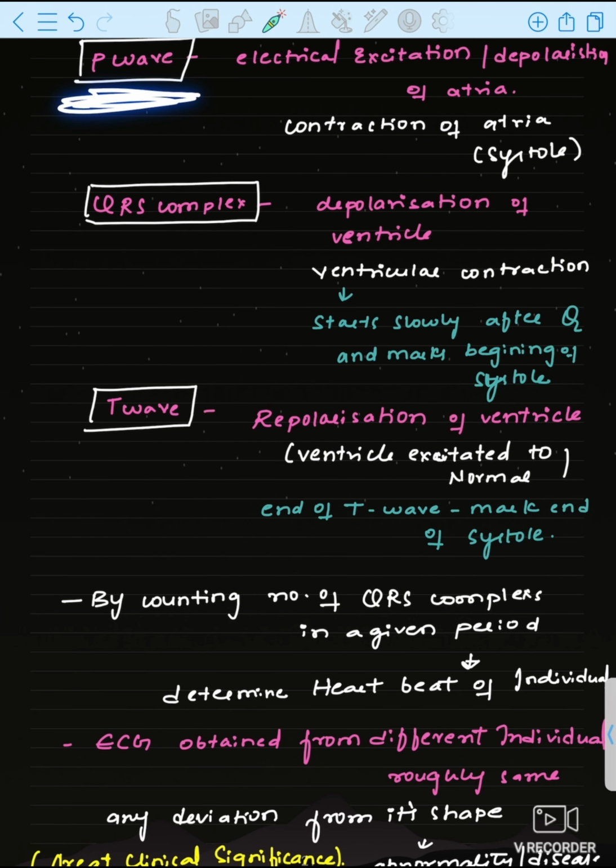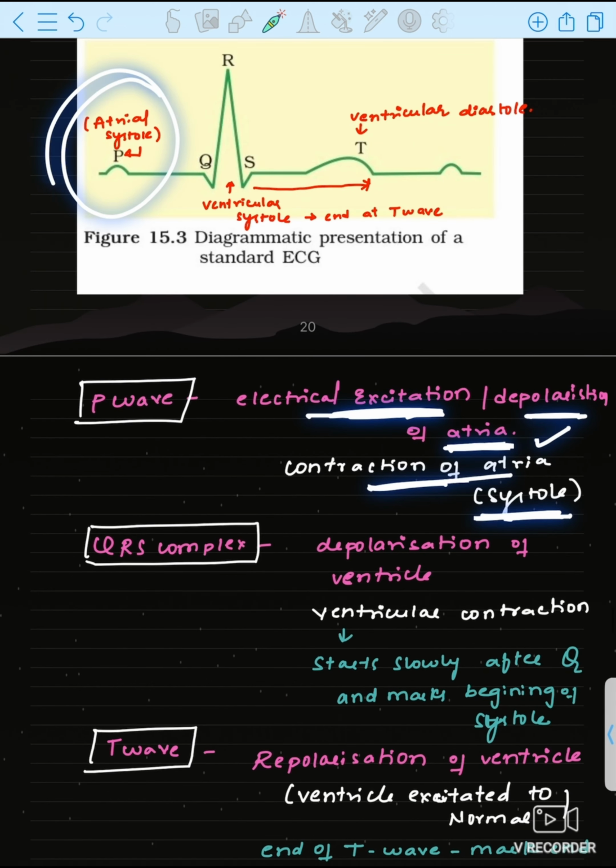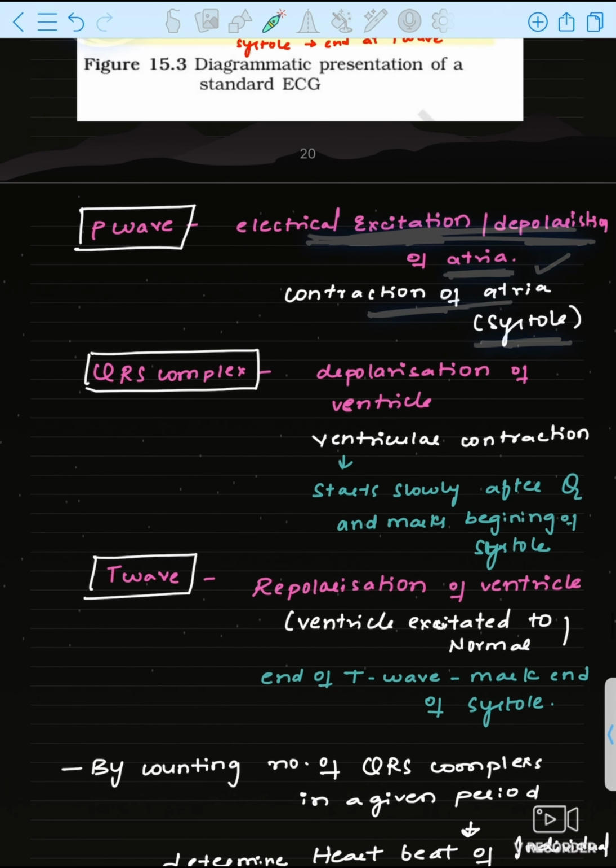P wave means, what did I tell you? Atrial systole. See, contraction of the atria, that is atrial systole. What happens here? Depolarization of atria. Depolarization of atria means electrical excitation of atria will occur and atrial contraction will occur. See, atrial contraction, atrial systole, electrical excitation.